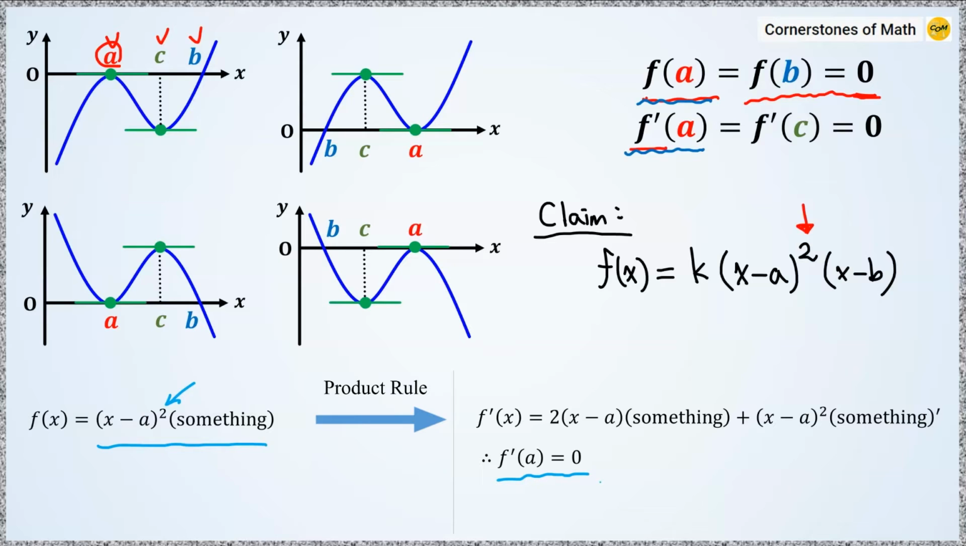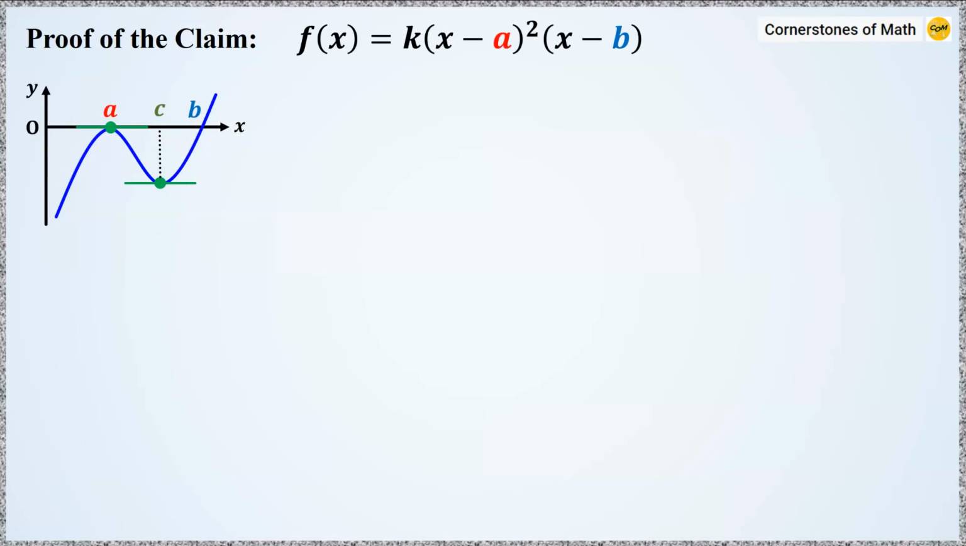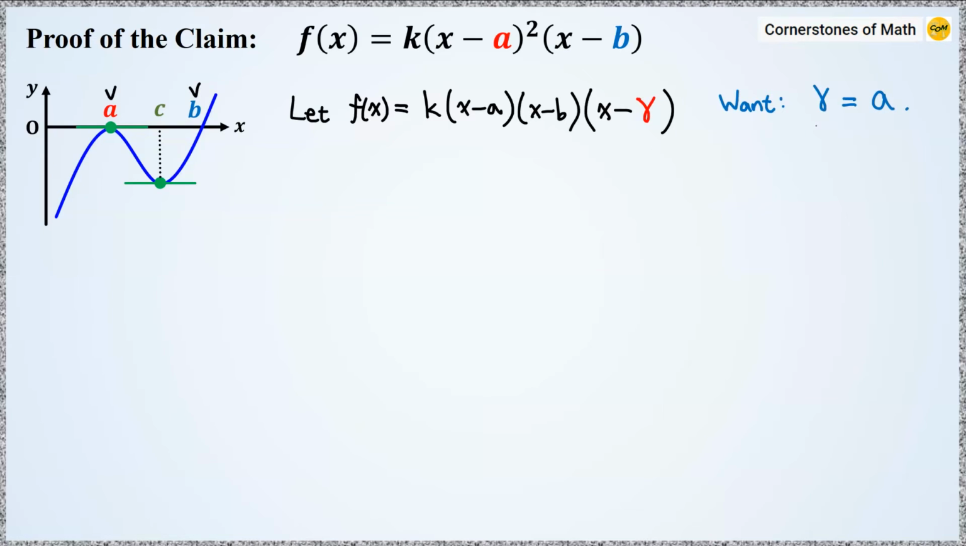So it is fairly obvious, but if you want a stricter verification, let me briefly prove this in a more formal manner. Here we can write the cubic function f(x) as the leading coefficient k times (x minus a) because f(a) equals 0, and (x minus b) because f(b) equals 0. And we have a third root, but since we do not know whether it is a or not yet, let us denote that third root as gamma. And we are going to prove that this gamma must be equal to a.